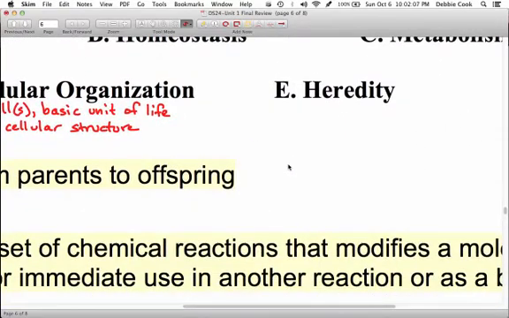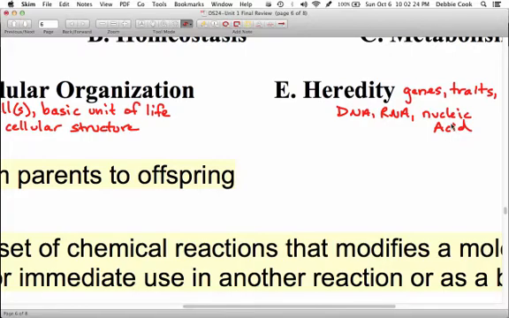For heredity, our key terms are going to be genes or gene, traits or trait. Also, if you see anything referring to DNA, RNA, or nucleic acid, we're talking about heredity. And the last key thing that you might see is if you see similarities from one generation to the next.